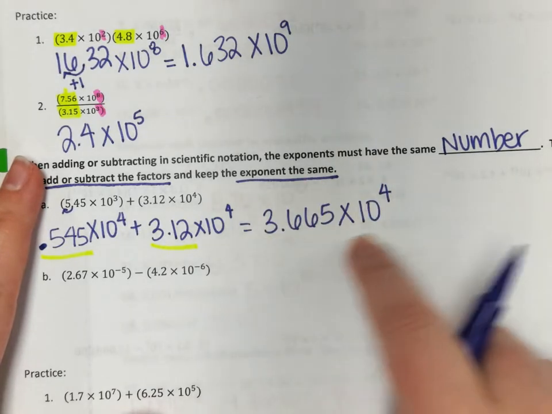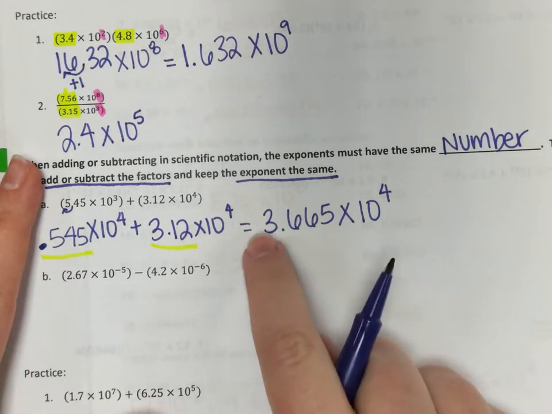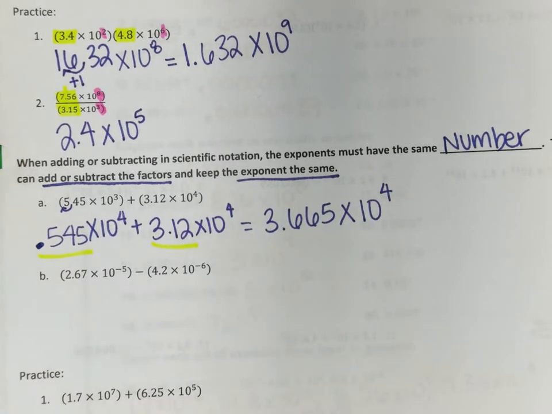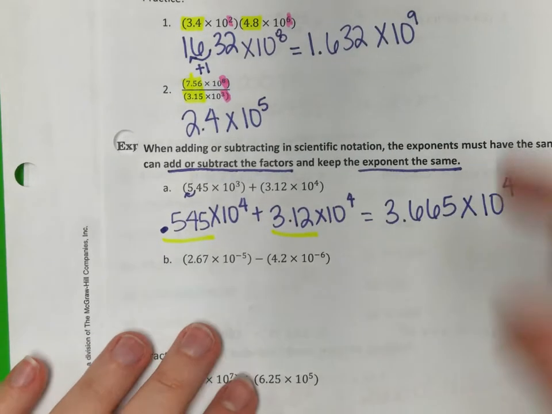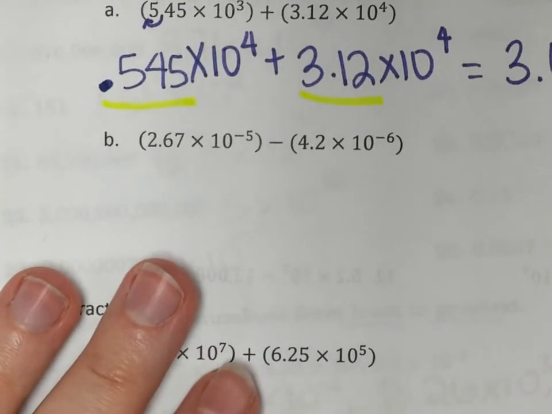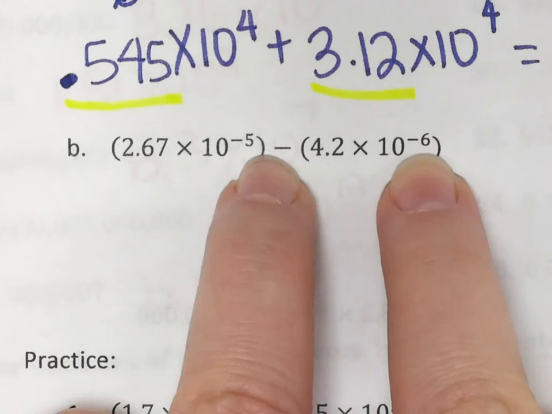Question, is our answer in scientific notation? Yes, because there's only 1 digit in front of this decimal, so we're still doing good here. All right? That wasn't too tricky, was it? No? Okay. Let's look at B. This time, what operation's happening? Subtraction. Now, our rule is still the same. We have to get the same exponent.